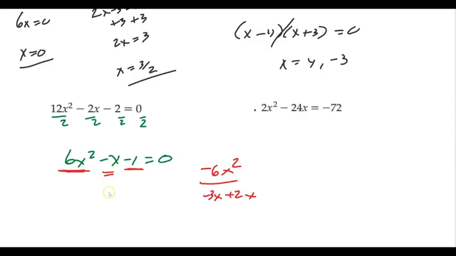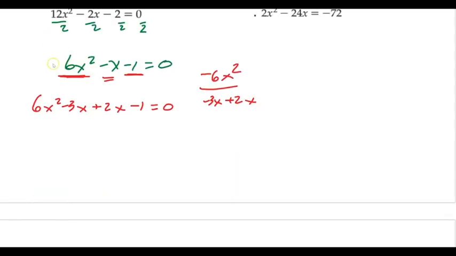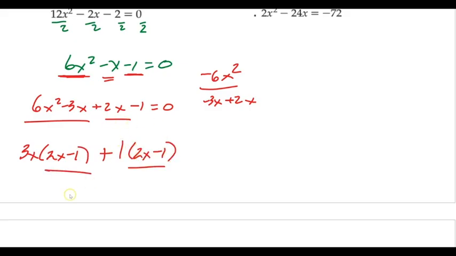Plug it in for the middle. We multiply the a and c, and then we figure out the combination that gives us the middle. Plug it in for the middle. And then we factor by grouping. These have a 3x in common. (2x - 1). Bring down the middle sign. These have nothing in common. Remember, always pull out a 1. Factor out what they have in common.